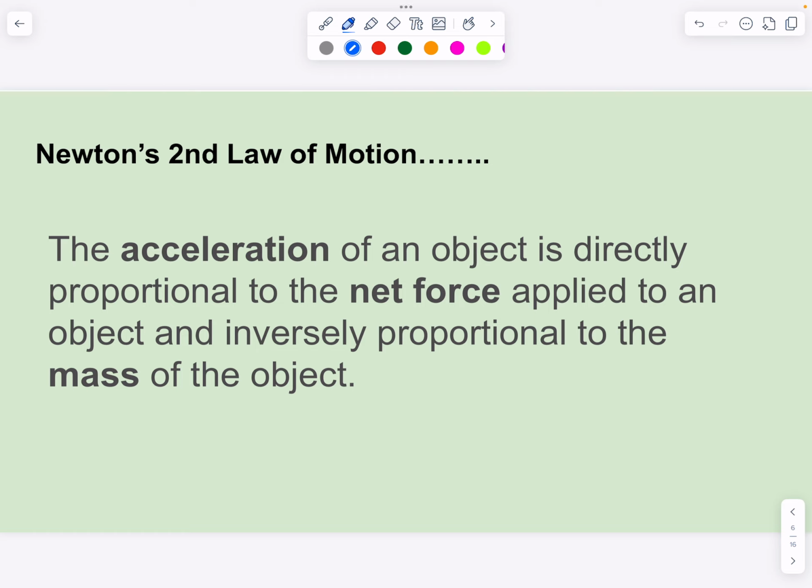But for now, Newton's second law of motion states that the acceleration of an object is directly proportional to the net force applied to the object and inversely proportional to the mass of the object.